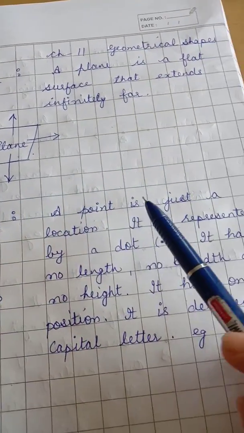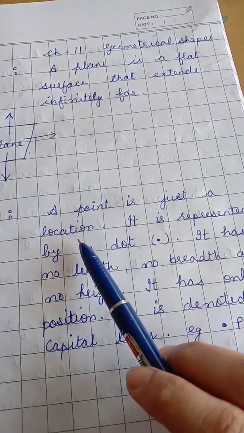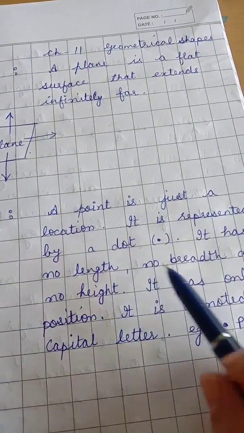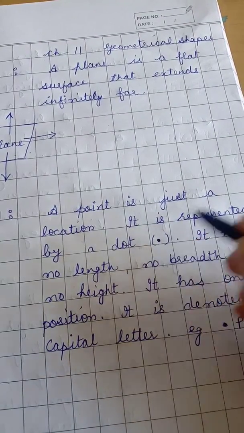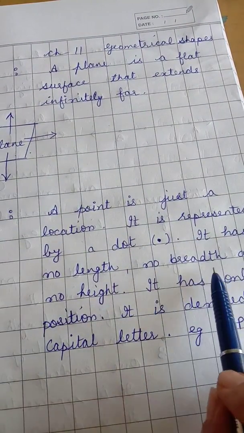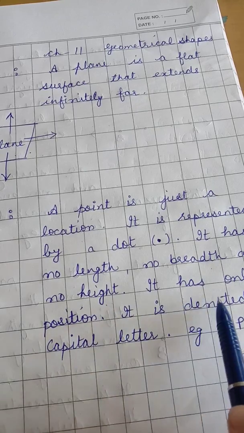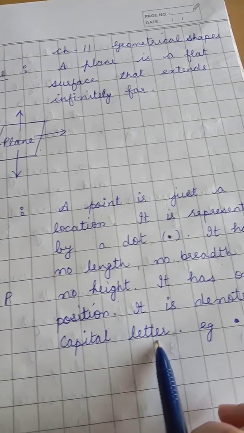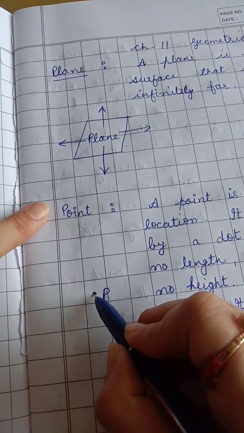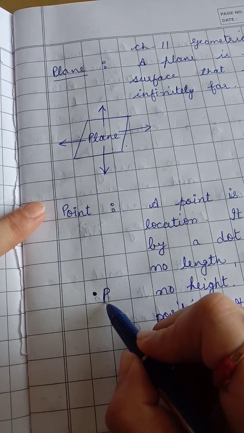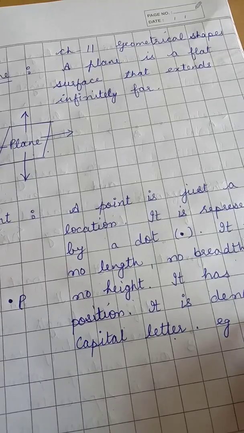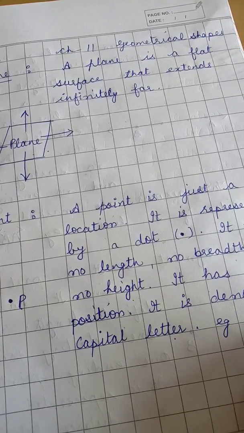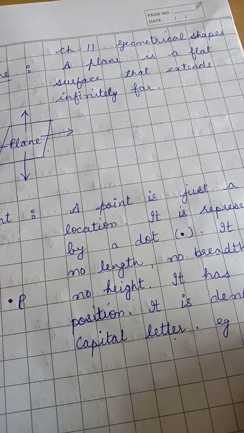Second is point. What is a point? A point is just a location. It is represented by a dot. This is a point. It has no length, no breadth, no height. It has only position. It is denoted by a capital letter. Suppose I have written this is a point P. How can I write it? Dot P. This is a point, capital P.